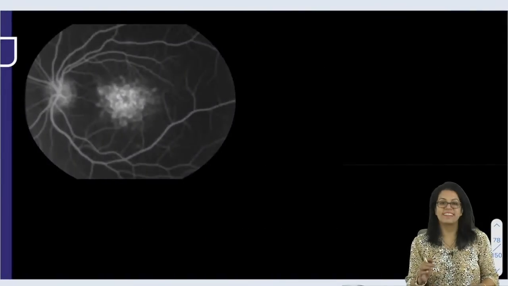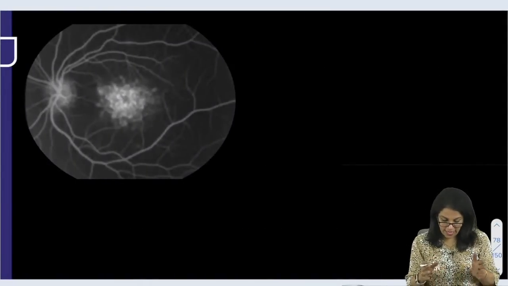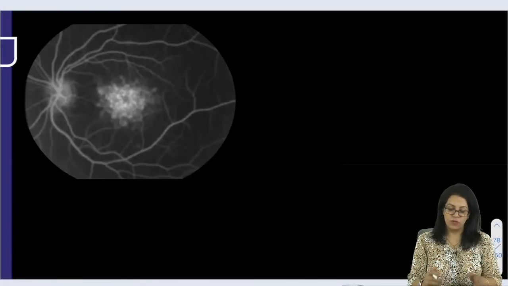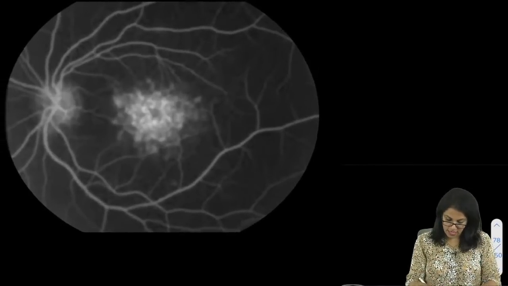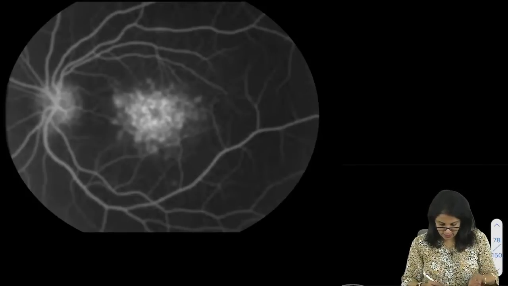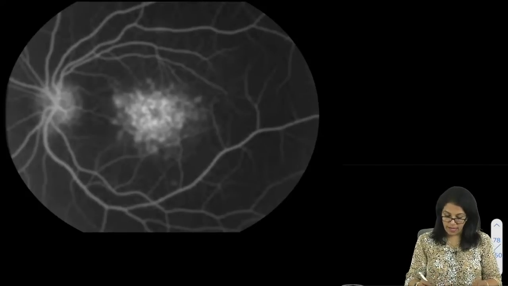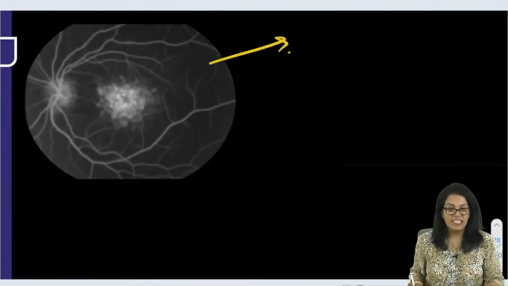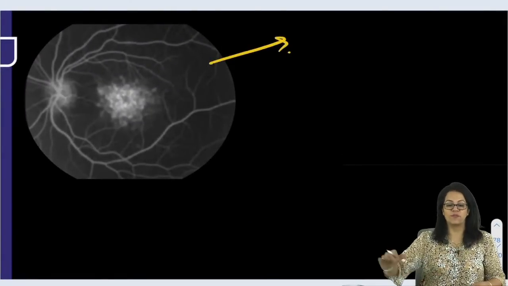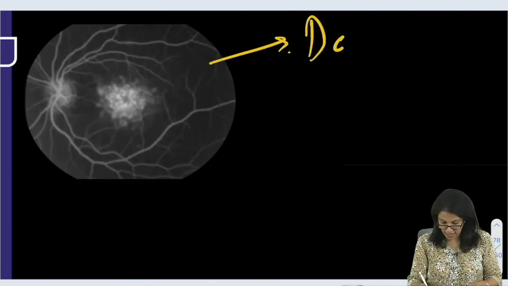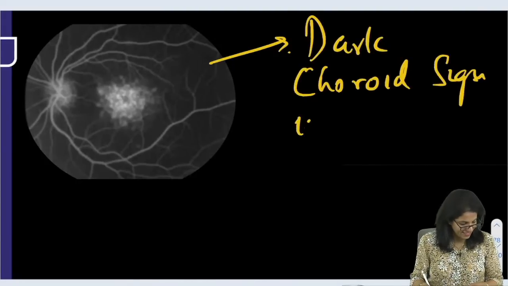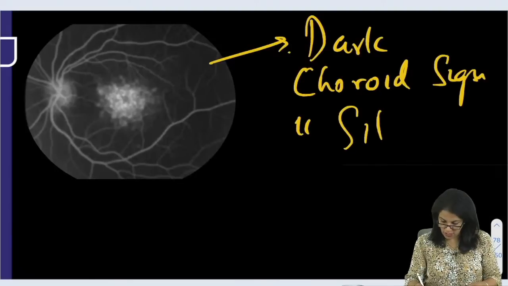We come to the next one. Here what are you looking at? This was also your exam question, again of this exam only. So what are you looking at? Okay, I see the dye at the choroid, the background is all dark, I cannot see the choroid fluorescence. This is due to heavy deposition of lipofuscin. Yes, we are looking at dark choroid sign, or we also call it silent choroid. Yes, very good Tenzin.